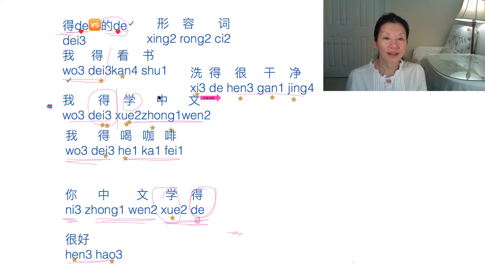I want you to remember this example. 我得学中文. We pronounce dei, must have to, before the verb. 你的中文学得很好. In that case, we pronounce de after the verb 学. Study what? Study how? 很好, an adjective, 形容词. After the verb, adjective, we pronounce de, no meaning.